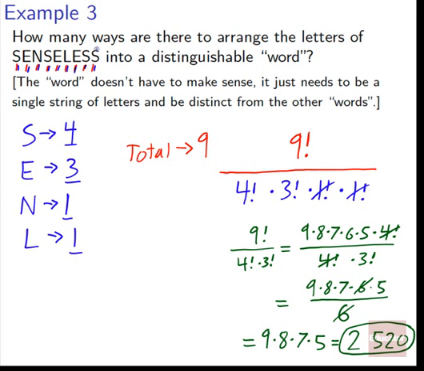For example, if we swap this S with this S here, we can't tell the difference, right? Any S is just the same to us, so we have to divide by the number of ways we can move around our S's, and since we had a total of 4 S's, we have to divide by 4 factorial. That's the logic going on here, and we get our answer, 2,520.